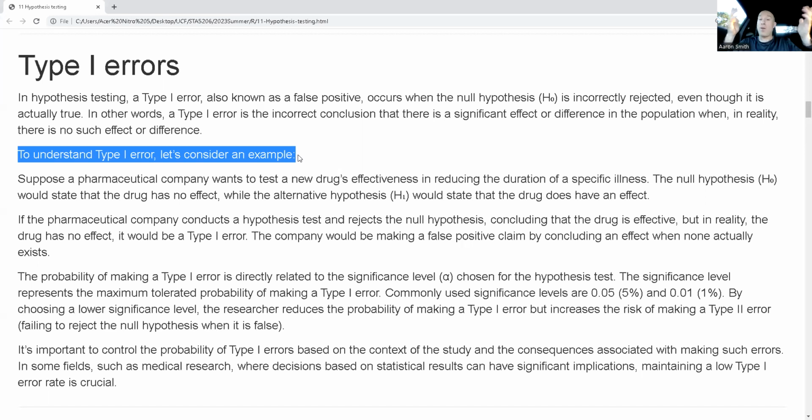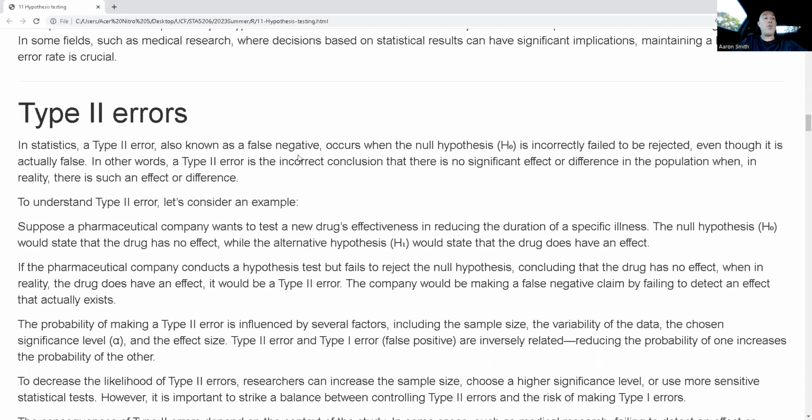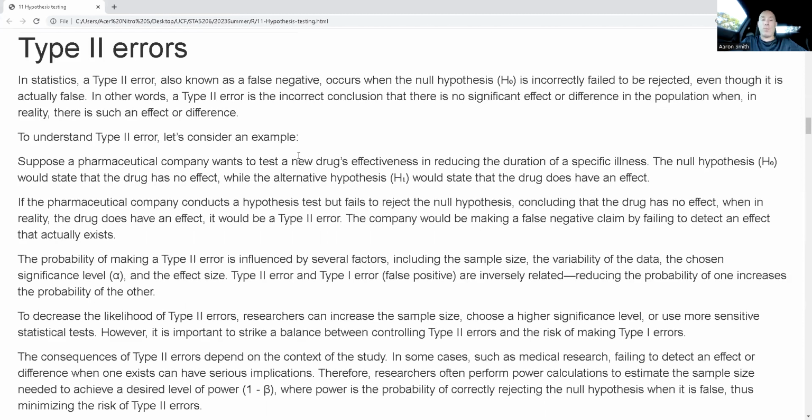In some fields, such as medical research, when the decisions based on statistical results can have significant implications, maintaining a low type 1 error rate is critical. All right, now let's talk about type 2 errors. And this is going to be very similar to what I just did a moment ago with type 1 errors.